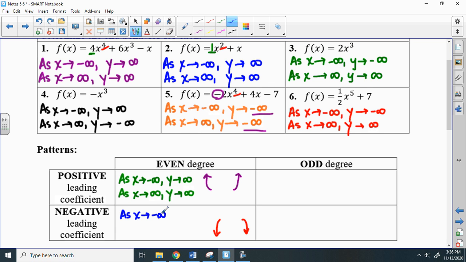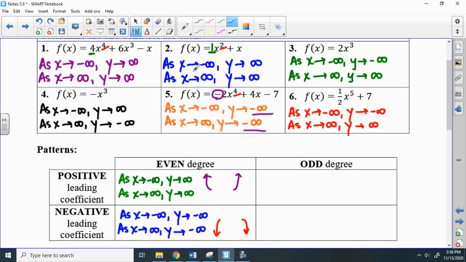And the reason we're doing this is because if you learn the patterns, you'll be able to answer questions about the end behavior without actually looking at the graph. So if the exponent is even, it could be an x squared, x to the fourth, x to the sixth, x to the 16th, x to the 26th, anything that's even, if the leading coefficient is positive, both ends go up, and if the leading coefficient is negative, both ends go down.